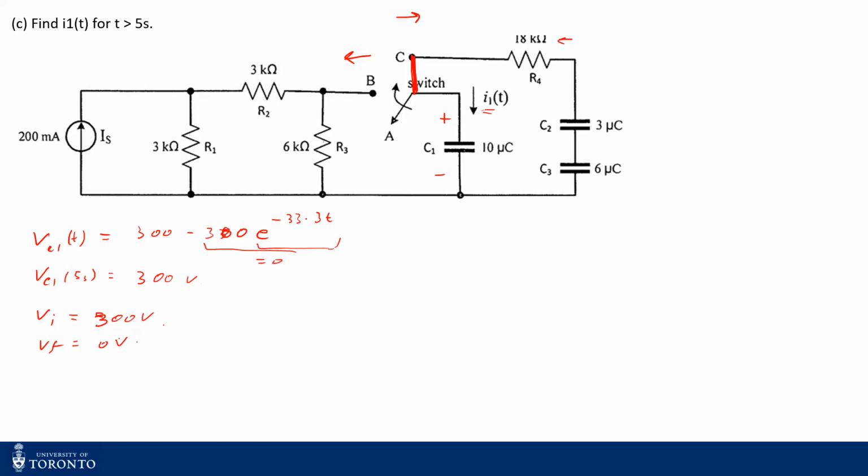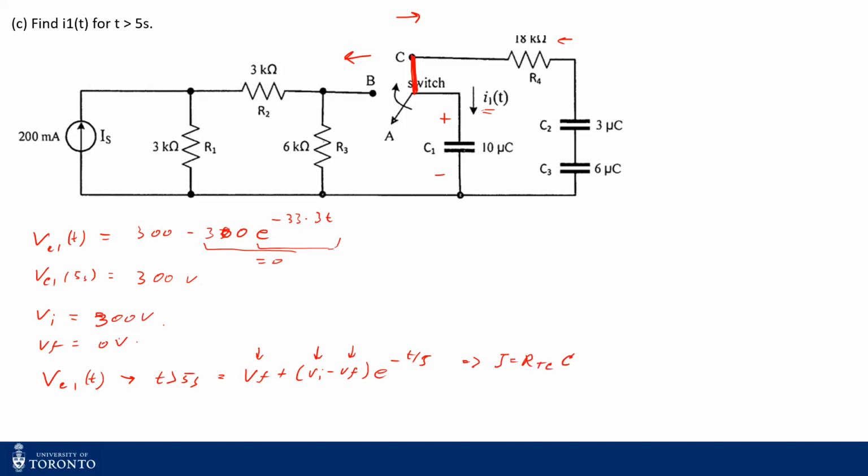Now, if I want to write the VC1(t) equation for time greater than 5 seconds, it has to be also of a similar form, right? Vi minus Vf e power minus t by tau. So now I know my Vf, which is 0 volts. I know my Vi, which is 300 volts. But what's my tau? Now remember, the tau is basically R Thevenin C, right?